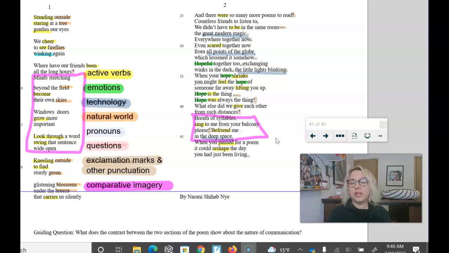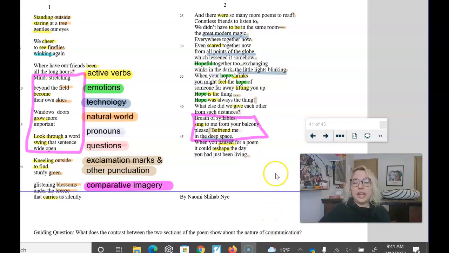So breath of syllables is what the speaker is asking to sing to her. And I'm just choosing her, because that's my default. You can choose them or him if you want. Befriend me in the deep space. So it's breath of syllables that the speaker is referencing, singing to her, or befriending her.